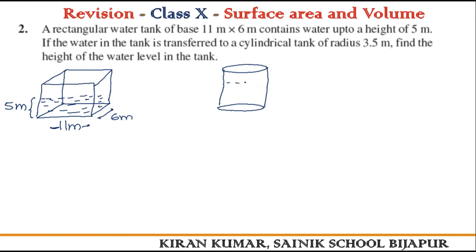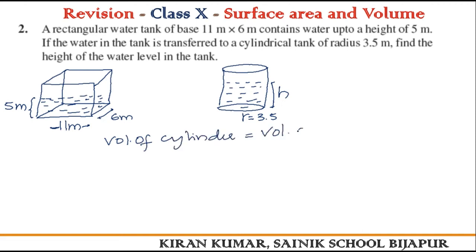This same water is being transferred to a cylindrical tank, and the radius of the cylindrical tank is given, it is 3.5 meter. We have to find out how much will be the height of the water. Since the volume remains the same, volume of cylinder equals volume of cuboid.